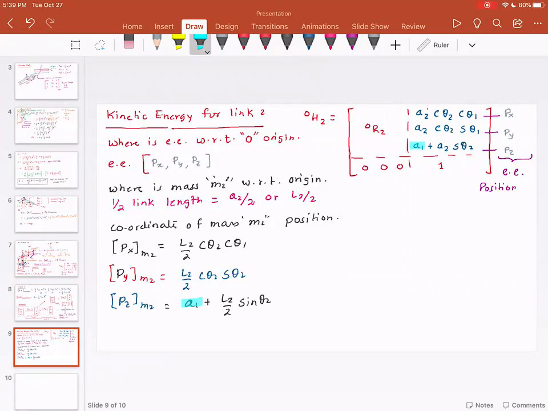Okay, so the good news is we found the positions of mass M2, but we actually need the velocity of mass M2 in X direction, in Y direction, and in Z direction. So I need these velocities. How do I get these velocities? These velocities can be obtained from the Jacobian expressions that we derived.